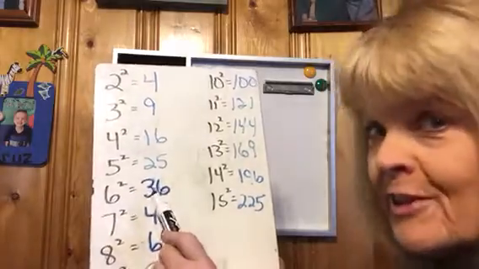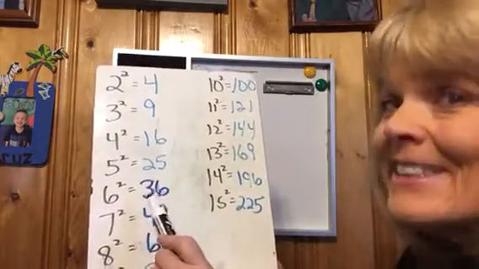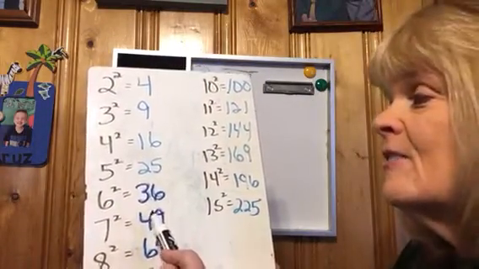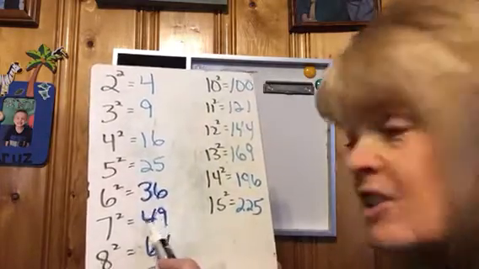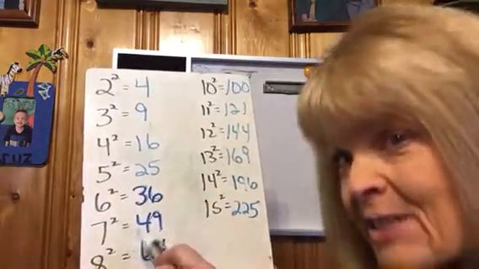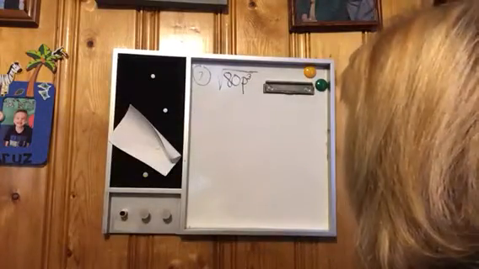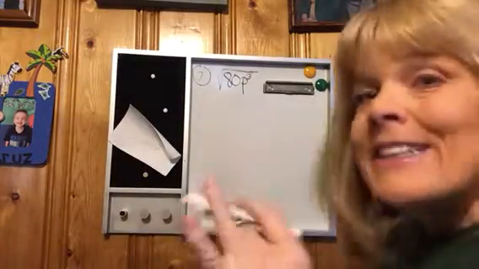35 is not a perfect square. 36 is a perfect square. 46 is not a perfect square. 49 is a perfect square. So those are going to help you on these. So you have to break it down, clown.